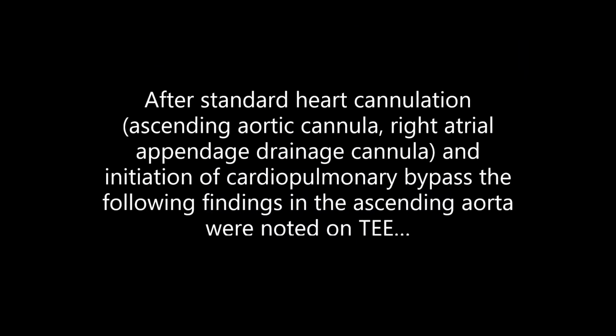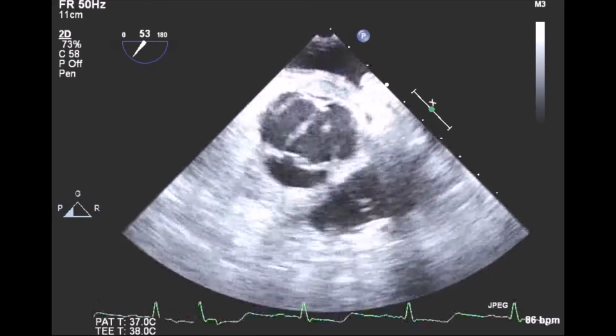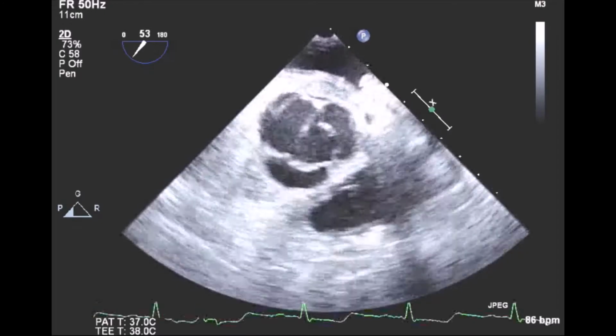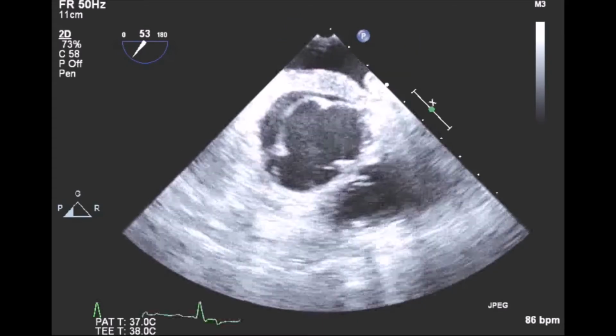And after standard heart cannulation and initiation of cardiopulmonary bypass, the following findings in the ascending aorta were noted on TEE. See a flap in the short axis view of the aortic root. The red arrows point to that, and then the yellow arrow points to an area of thickening of the left atrial wall, aortic root.